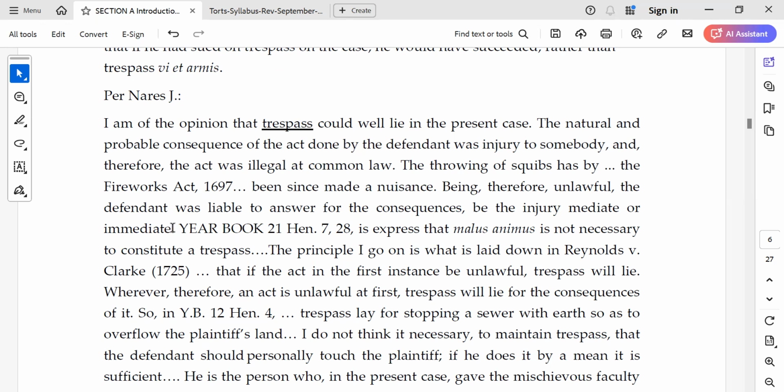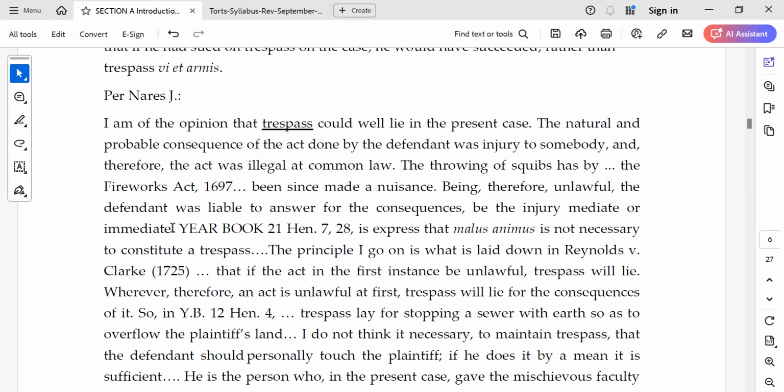So basically, what they're saying, one of the justices is saying, this comes under trespass to person because the act itself was a wrong, right? So throwing it anywhere, it's a wrong thing. And when immediate or mediate, whenever it is affecting somebody, then the defendant has to be liable. And it is expressed as malice animus, which is not necessary to constitute a trespass.